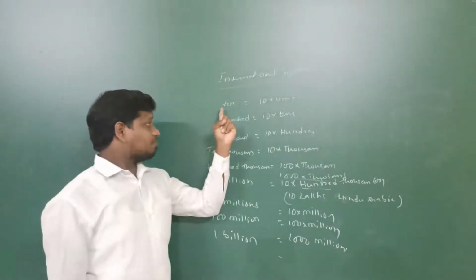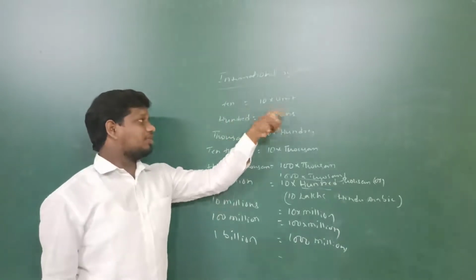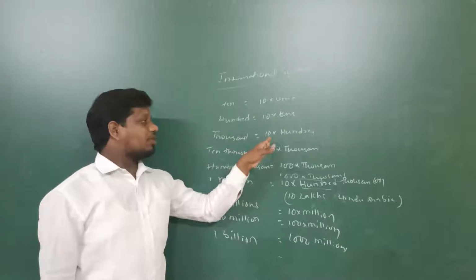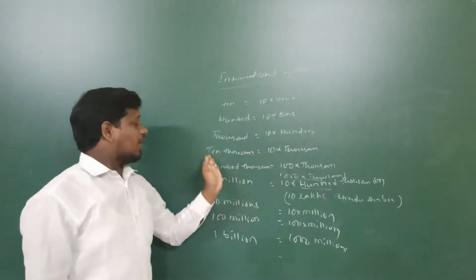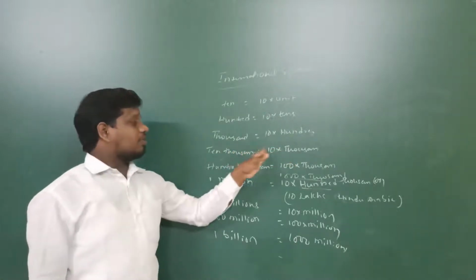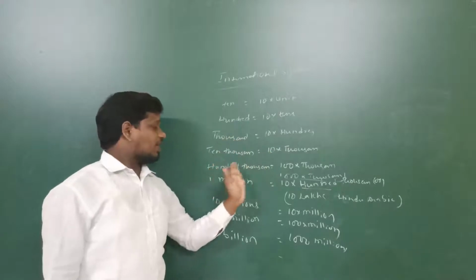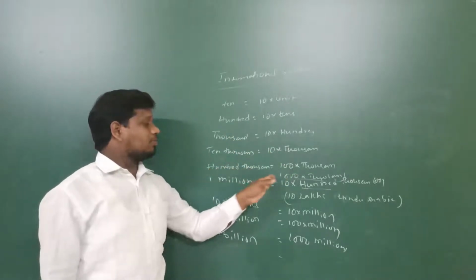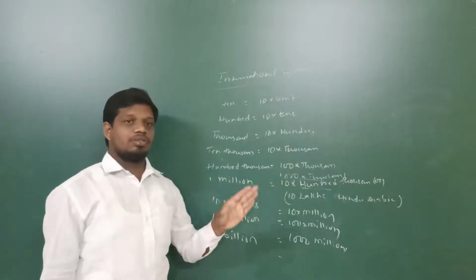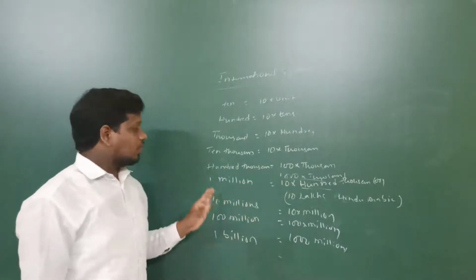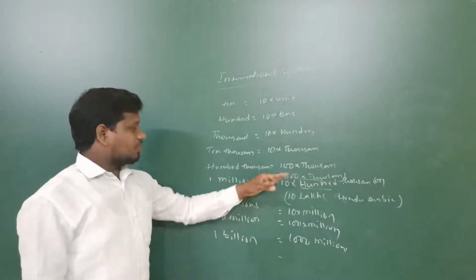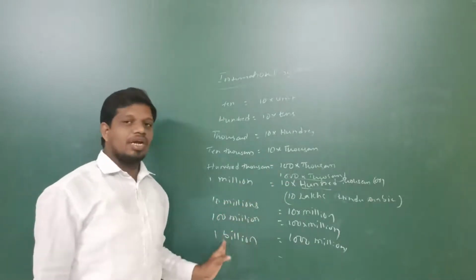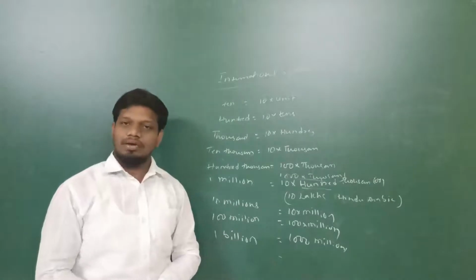So what are they? Tens means 10 into 1 unit, and 100 equals 10 tens, 1000 equals 10 into 100, and 10,000 equals 10 into 1000, as well as 100,000 equals 100 into 1000, and 1 million equals 1000 thousands. 1000 thousands we call 1 million, and then 10 millions, 100 millions, and 1 billion. So like that we have to say.